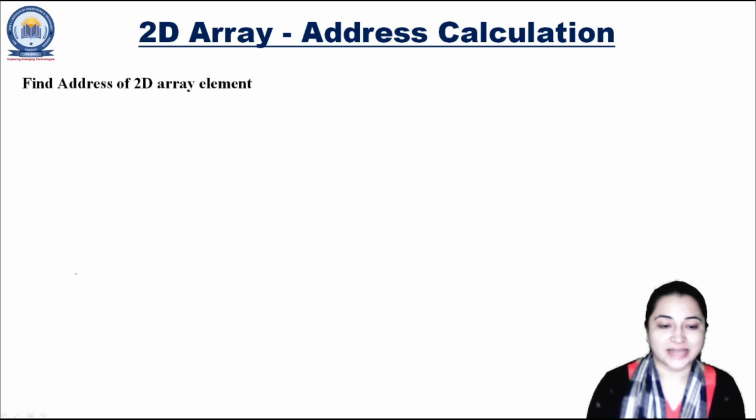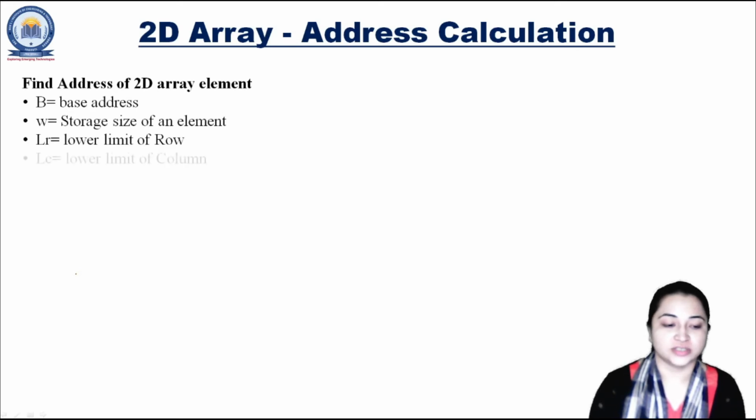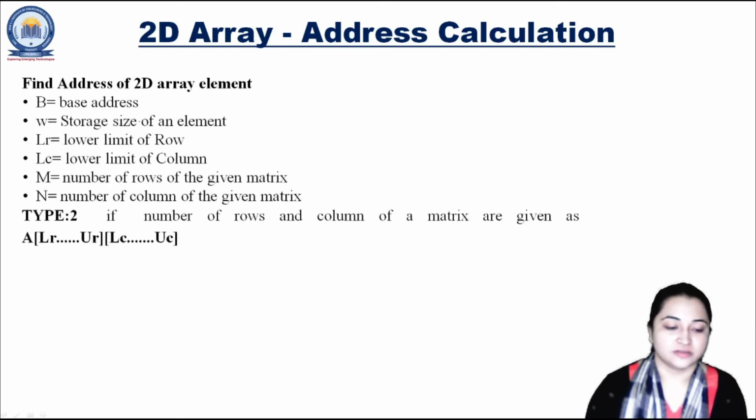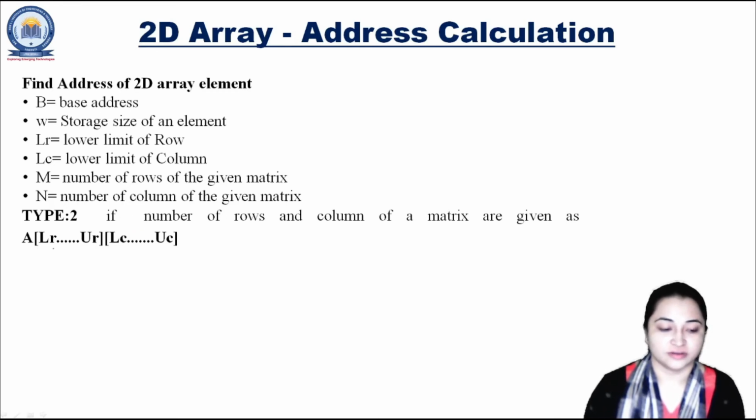Now let us see type 2 examples to find the address of a 2D array element. So for that let us see the notations first. These examples will be given like this. If the number of rows and columns of a matrix are given as a range, which ranges from lower bound of row to upper bound of row and lower bound of column to upper bound of column, then let us see what the equation can be.